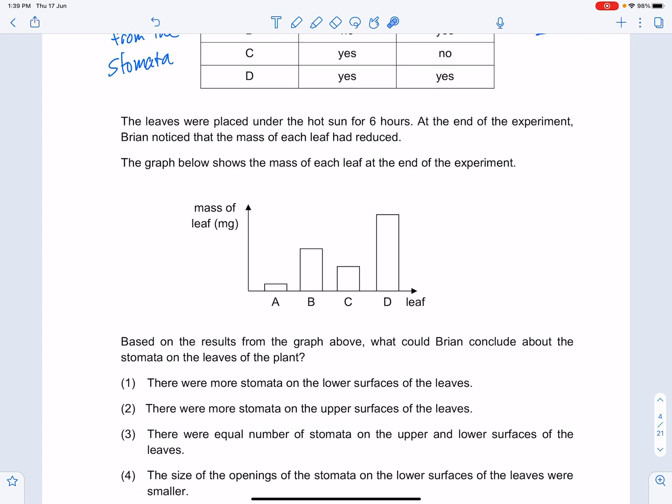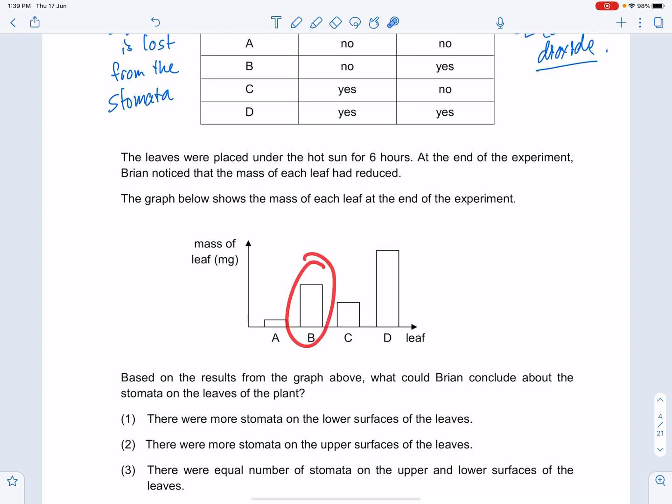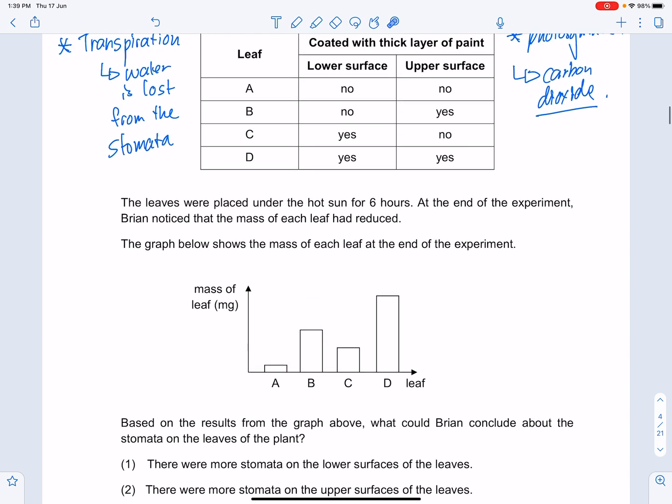Now, for B, if you take a look at it, the lower surface is not blocked, but the upper is blocked. So definitely there has been some loss of water, which resulted in some mass loss. But definitely not as much as A, because A has both upper and lower unblocked. The fact that the upper surface is blocked has prevented some of the water from being lost, and hence it has a higher mass as compared to A.